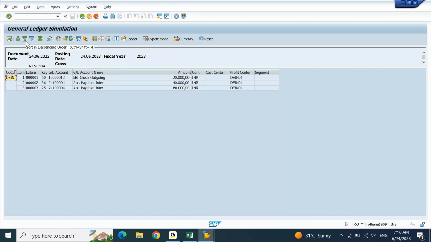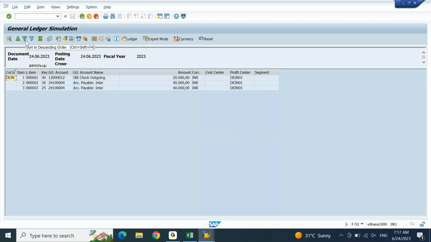Now did we get any clue, any idea that this error is coming because of your controlling area currency, in short your group currency? No, sir. Any clue anywhere we got? Any relatable clue? No, right?